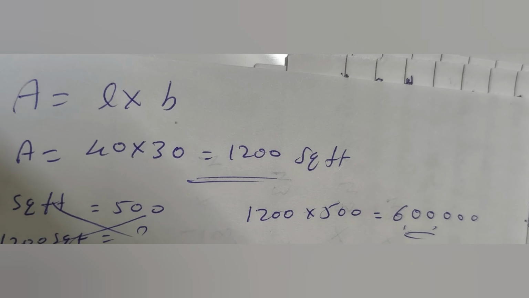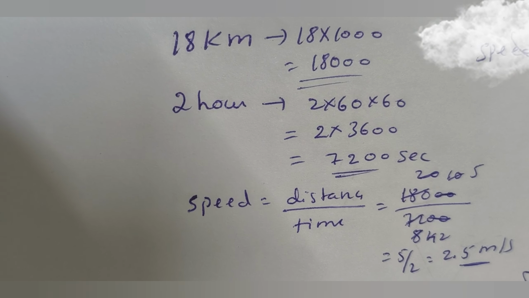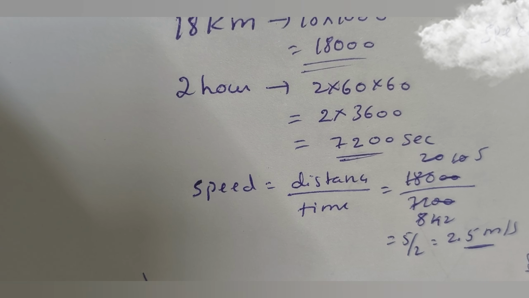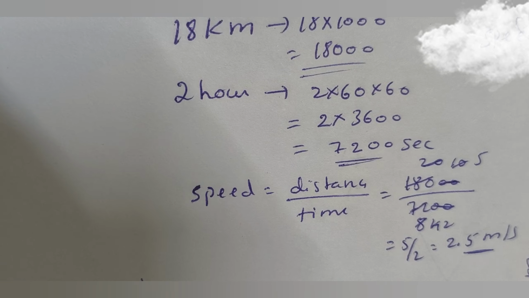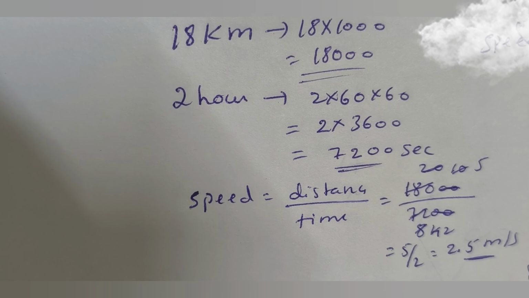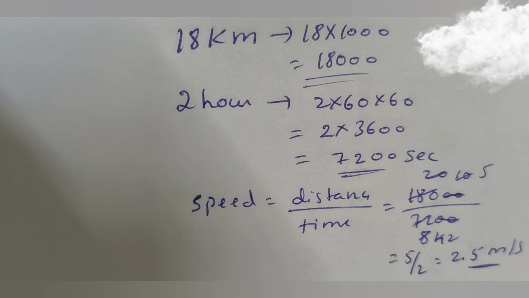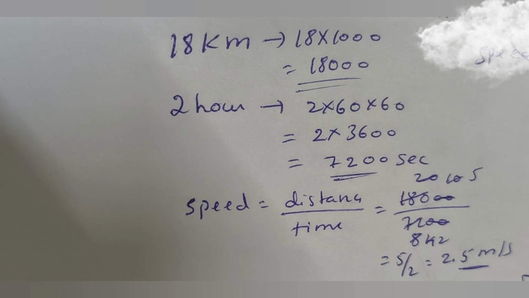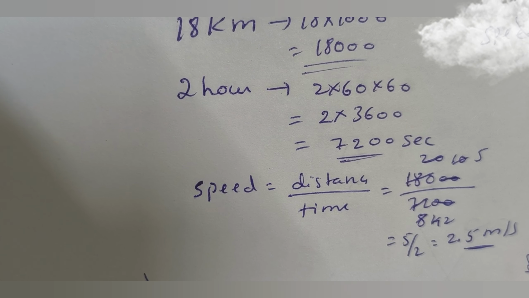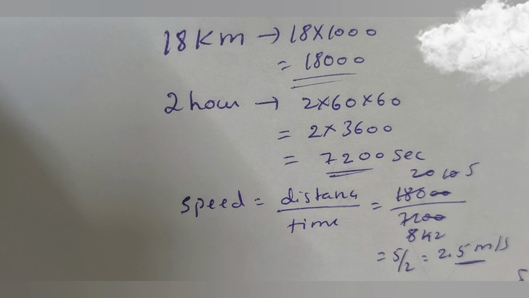Next one, a boy travels a distance of 18 km in 2 hours. Then his speed is? So we know that speed is distance by time. So substitute the values. Here the values are in kilometer and hour. First convert them to meter and second. Then we will get 2.5 meter per second. The option 2 is correct.